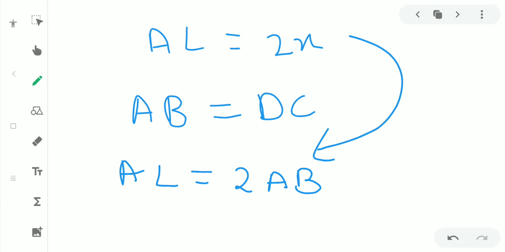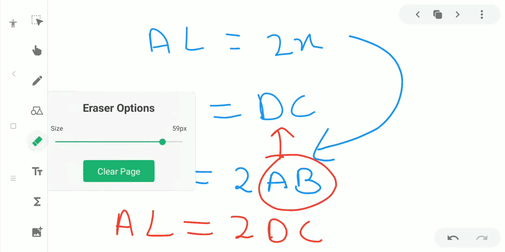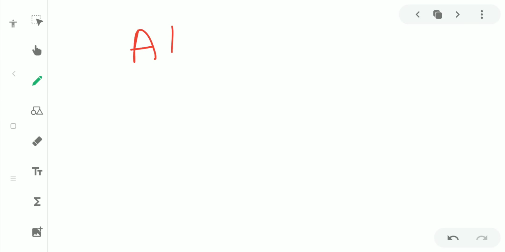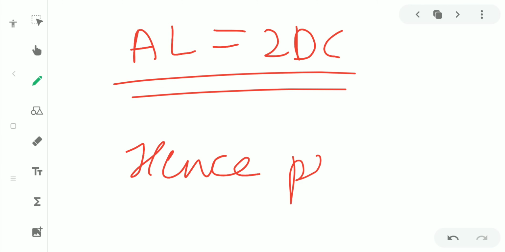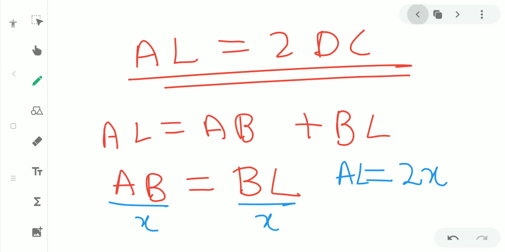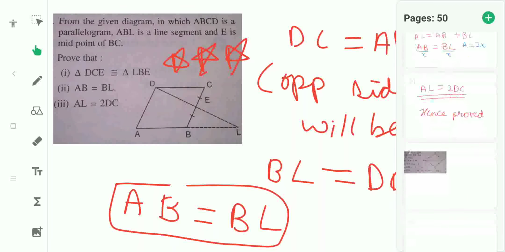Now just consider only AB. You will have AB is equal to DC. So AL is equal to 2 multiplied with AB. In place of AB, I will write DC. AL is equal to 2DC. So at last we got AL is equal to 2DC, hence proved. So this is a very important question. So now we have proved all three. Let us go on to the next question, the last question.